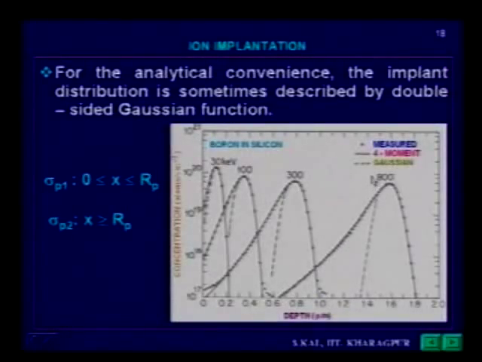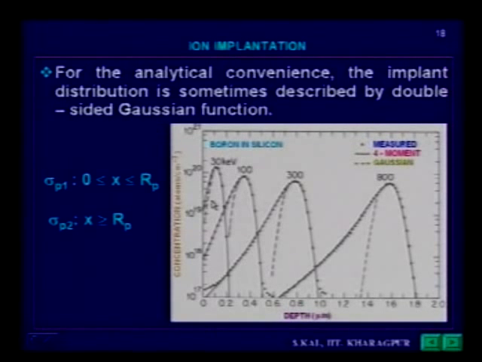And here, if you look into the four curves, you can see that if energy increases, the implantation depth also increases. At the same time, the experimental values, which are dots in this curve, perfectly match with the four moment curve, which is the solid line in all the curves. And the dotted lines are Gaussian, from LSS theory, and that is not perfectly matched with the measured values.